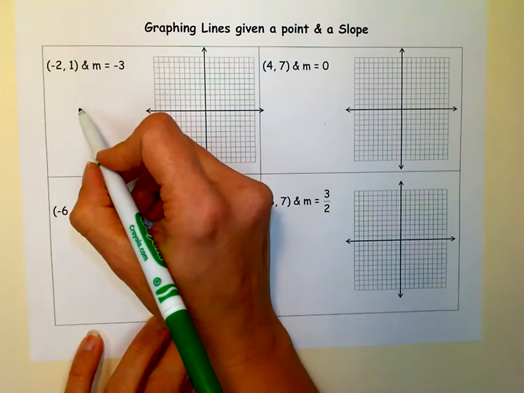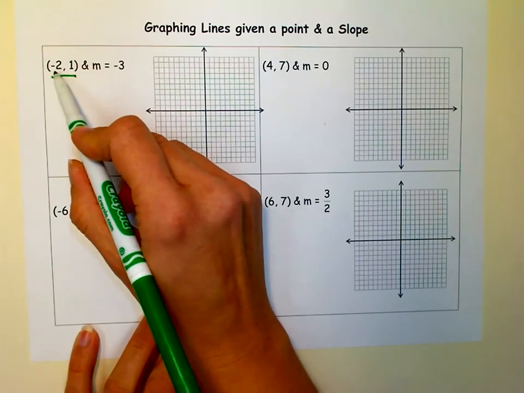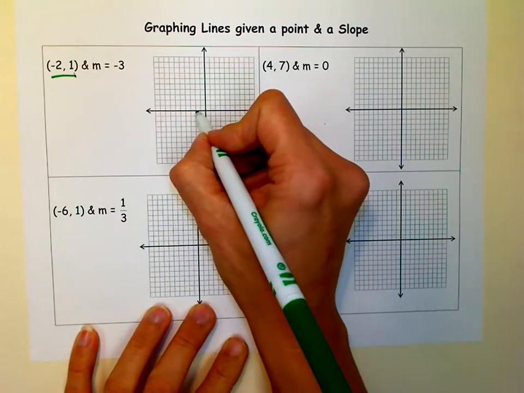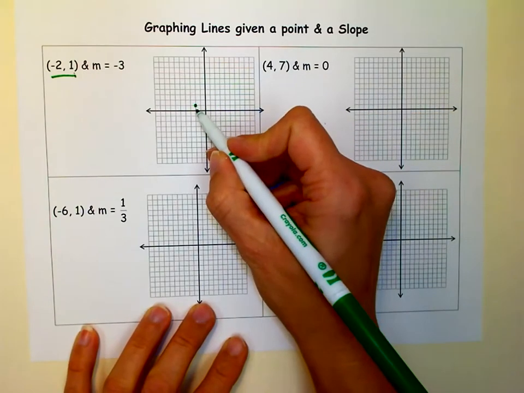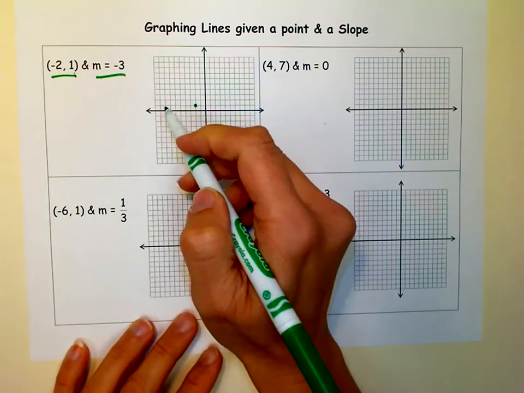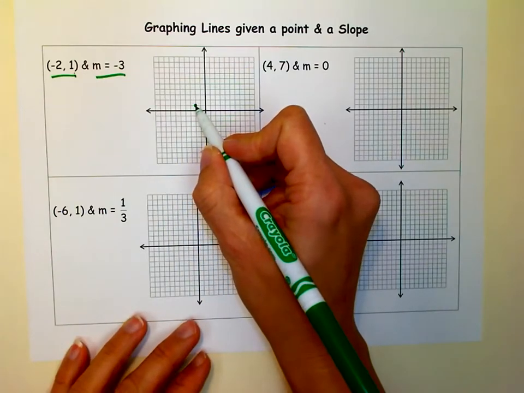So the first thing I want to do is always graph my point. So -2, 1 means I go left 2, up 1. So I'm going to go left 2, up 1. Now I know that's a point on my line. And since they also gave me the slope, I start at the point on my line. I have to start there or else I won't be on my line.